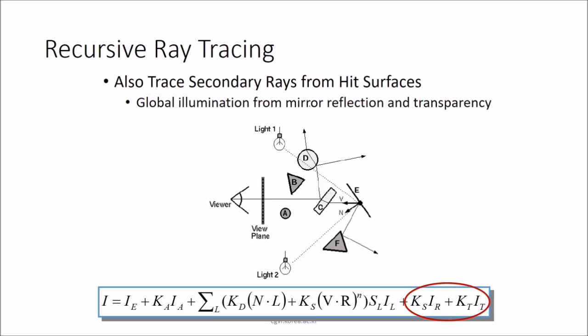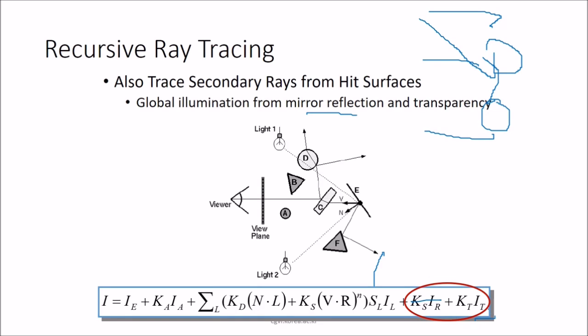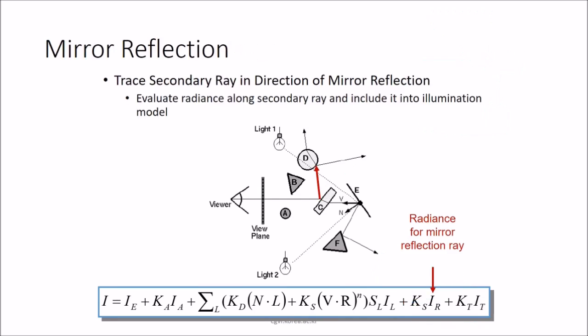We also trace secondary rays from the hit surfaces, not just direct ones. Light may come from, say, here, reflecting from this point. So we also trace secondary rays from hit surfaces, giving global illumination from mirror reflection and also transparency. So we add two terms here. Apart from the shadow, we add two terms for these two values which we saw. One is ray tracing and the other is recursive ray tracing.